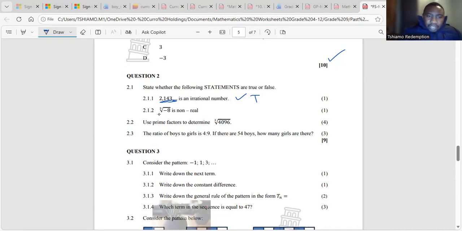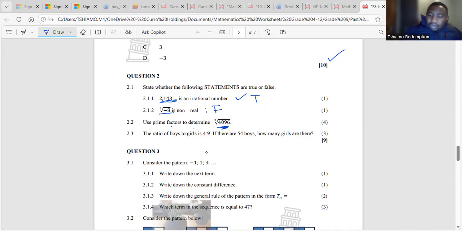And then look at this one, the cube root of -8. It's a non-real number. It's false. The cube root of -8 is -2. If you press it on the calculator, it will give you the answer. Use prime factors to determine the answer for this one. Your calculator can actually do this for you. I'll show you just now.